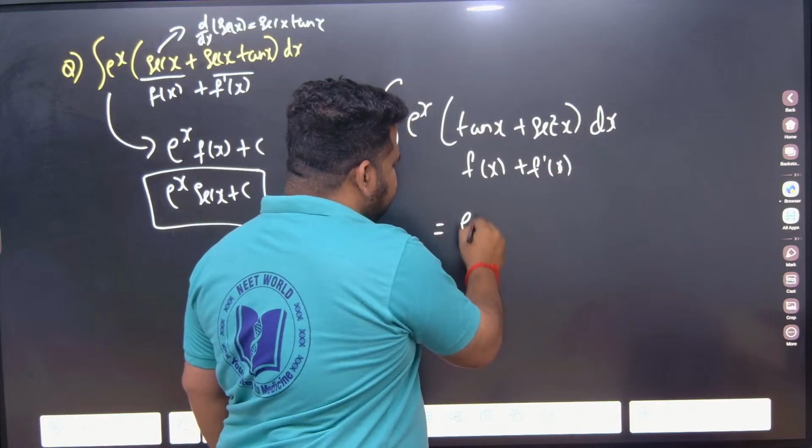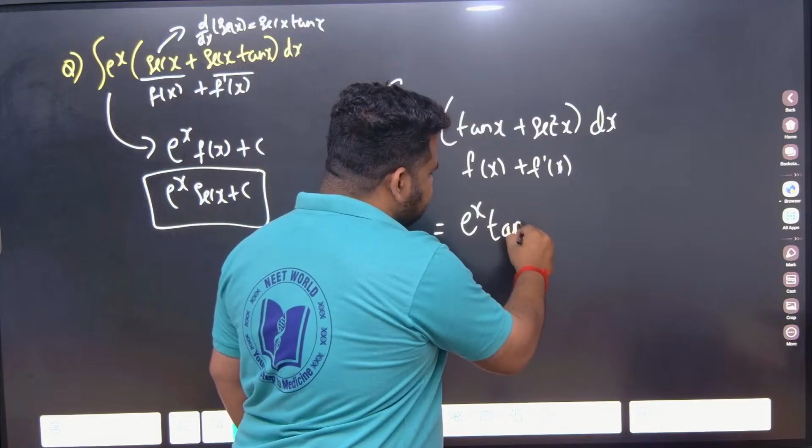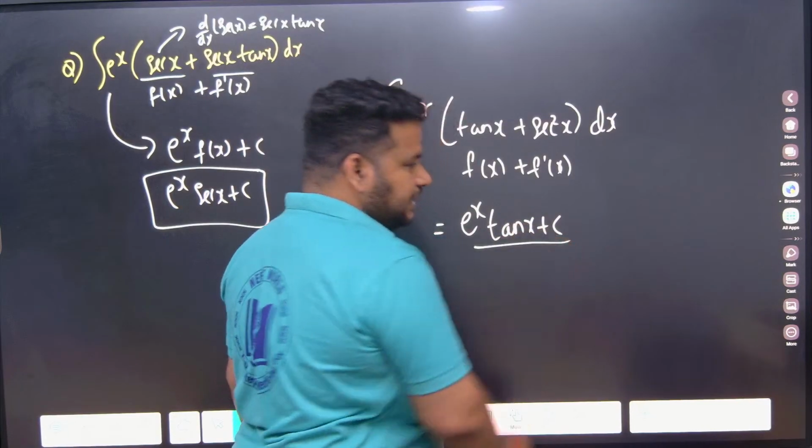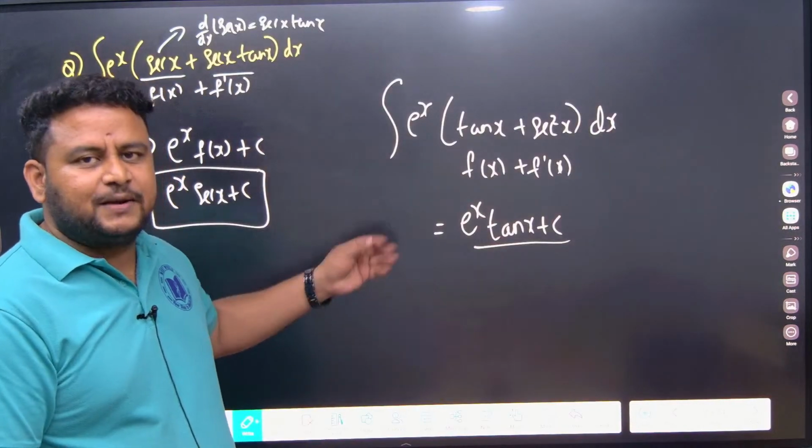The answer will be e power x f of x plus c. F of x is what here? Tan x. E power x tan x plus c. Clear friends? Very simple. This is the way you will apply those concepts.